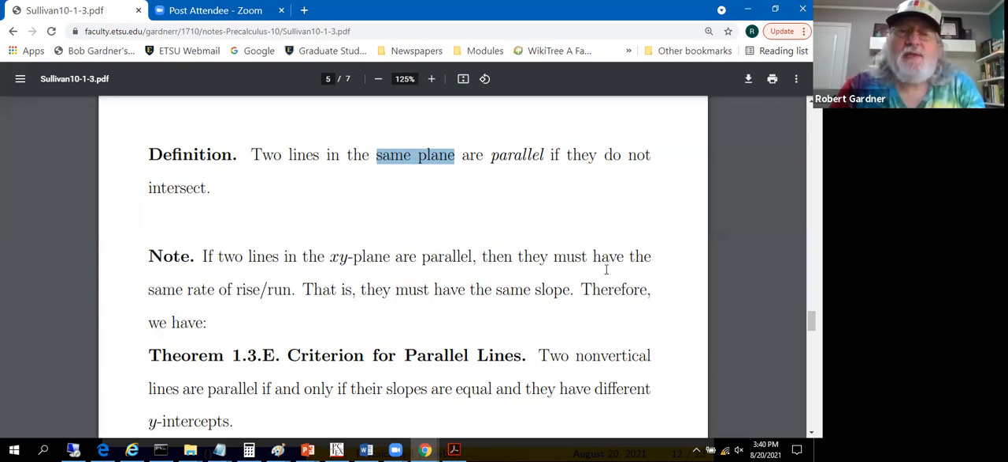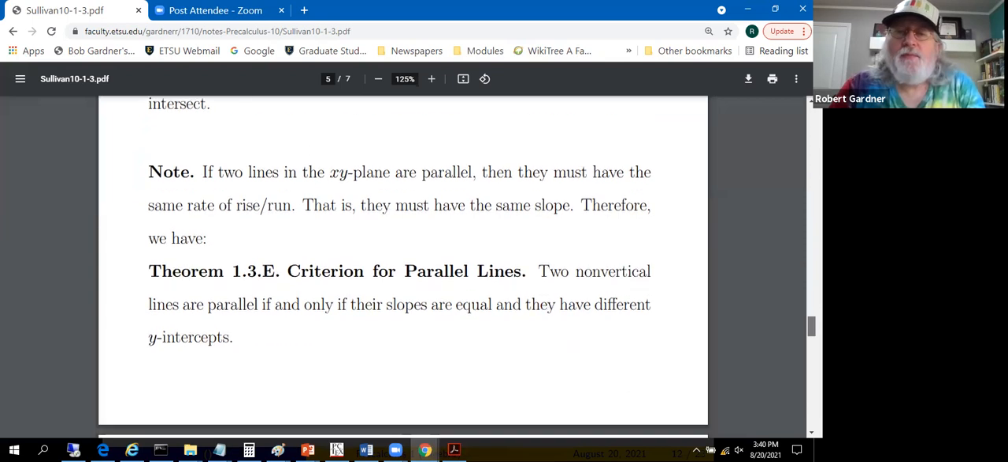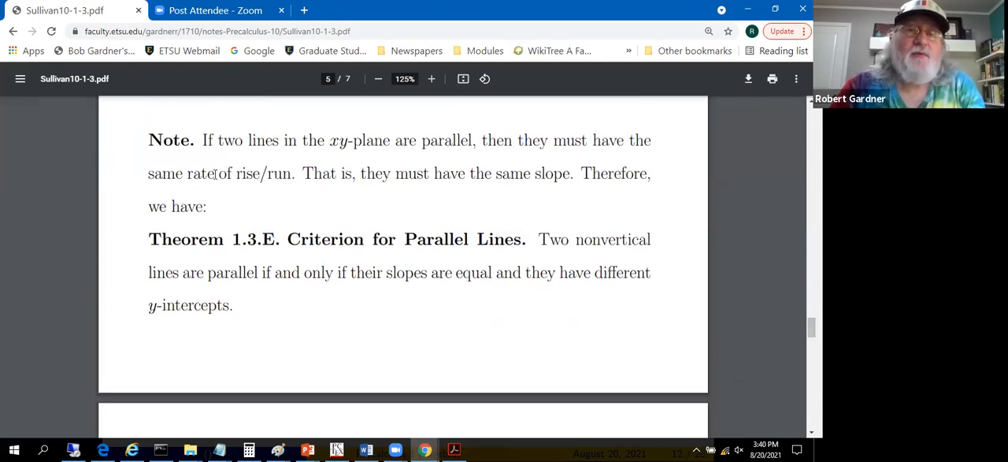If 2 lines in the xy plane are parallel, then they must have the same rate of rise over run. It's rather an informal argument. That means they must have the same slope, and that shouldn't be surprising. Parallel lines have the same slope. We'll state it as a theorem. There's an informal argument for it. We could put together something more rigorous and more confusing probably, but we'll just take this as a given statement.